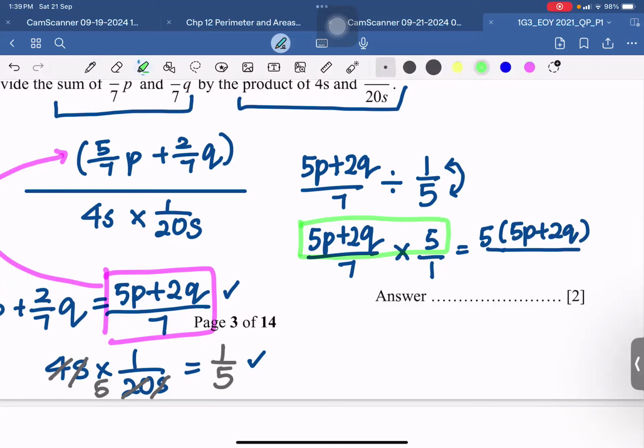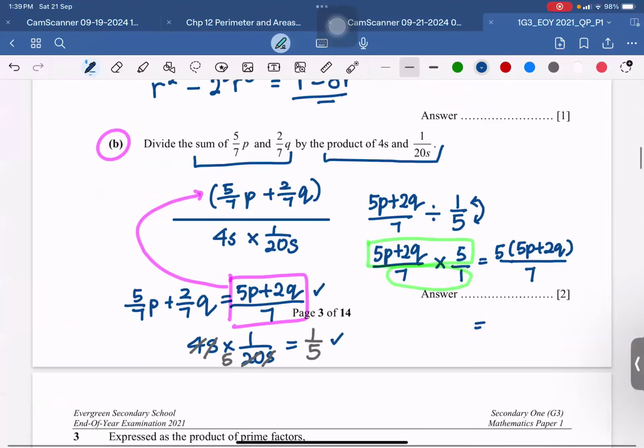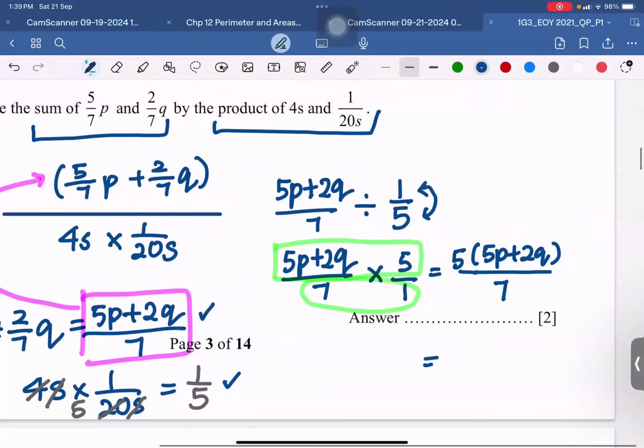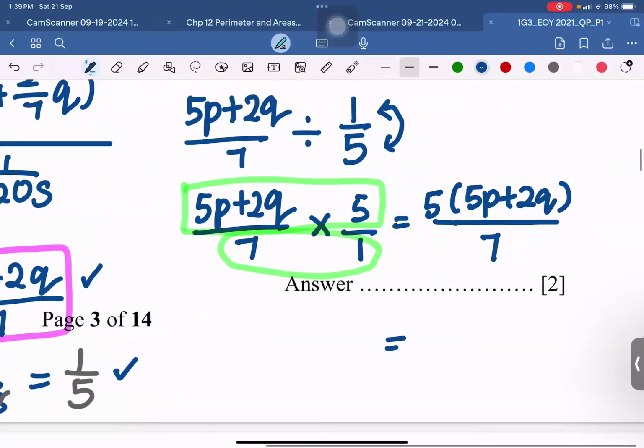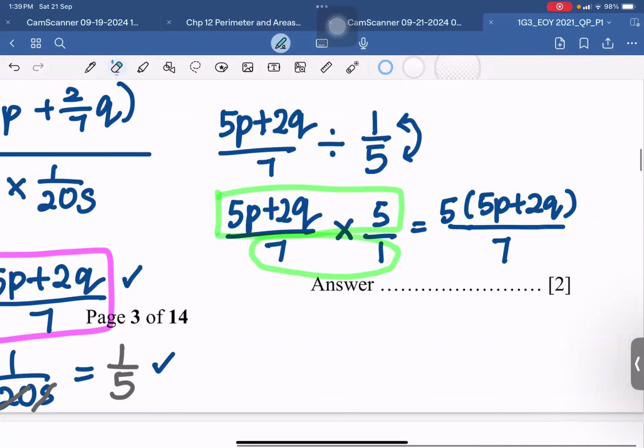Denominator with the denominator. Okay, but this is not the simplified form yet. So they want to have the simplest form, right? Now for a fraction, this one is the simplest form. No need to expand. So this one is already the answer.